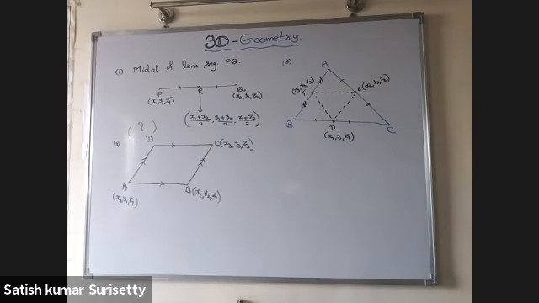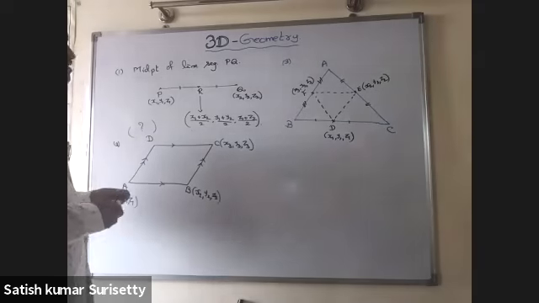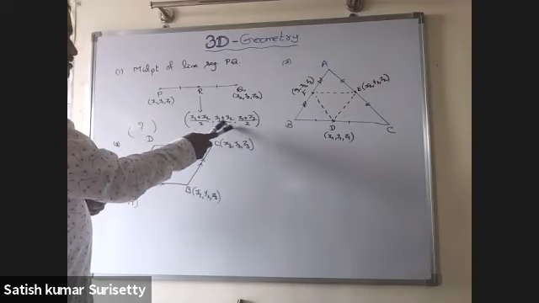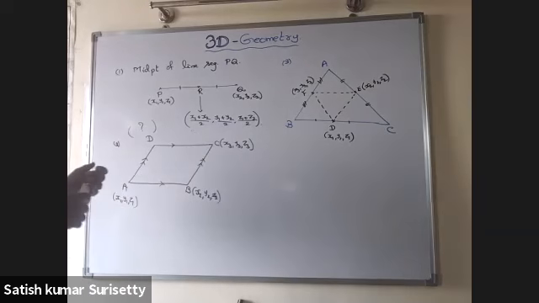Midpoint of the line segment joining P(x1, y1, z1) and Q(x2, y2, z2) is (x1 plus x2 by 2, y1 plus y2 by 2, z1 plus z2 by 2).